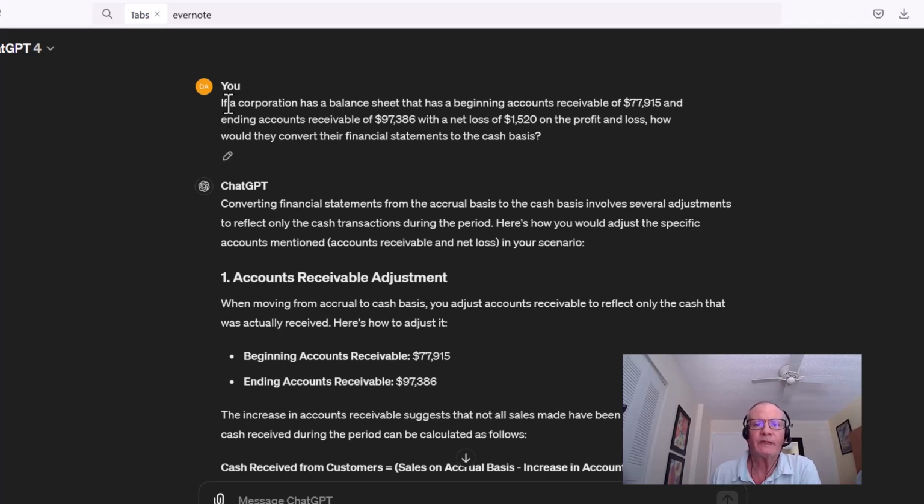So in this case, what I did is I proposed a scenario where there was an accrual base financial statement, and I wanted to convert to cash basis. I gave it a scenario where this corporation had a beginning accounts receivable balance and an ending accounts receivable balance, and I told it what the net loss was on the profit and loss statement. And I asked it, how do I convert this net loss of $1,520 from accrual based to a cash basis? So this is my prompt right there, and then here's ChatGPT's response.